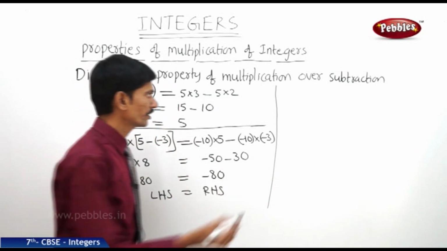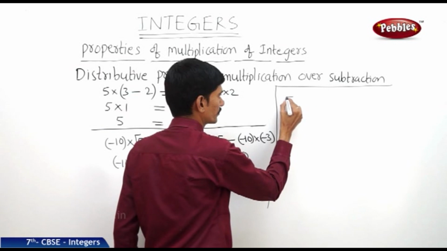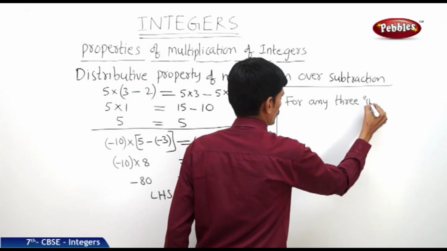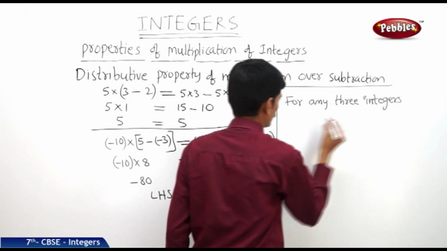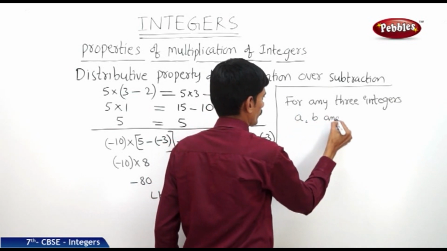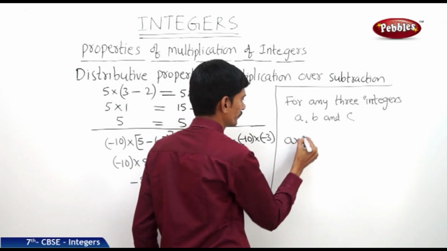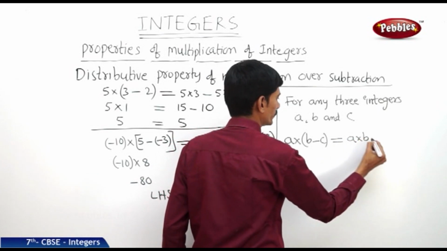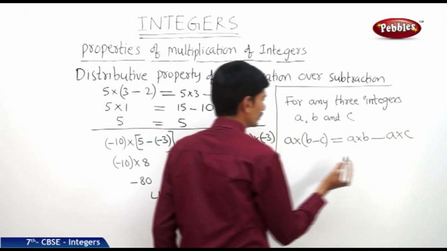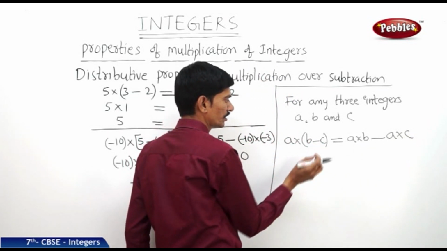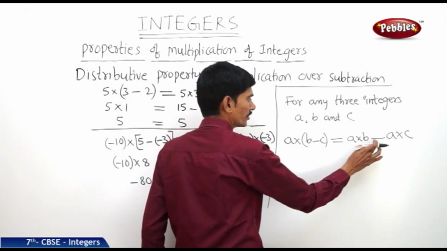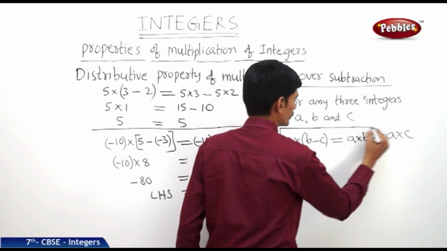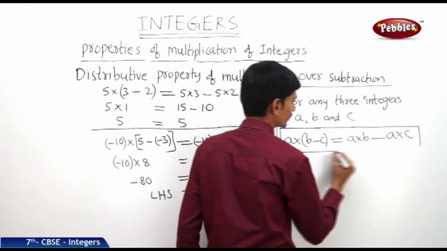So we can write that for any three integers A, B and C, A into (B minus C) equals A into B minus A into C. Here A is multiplied by the difference of B and C. So then A is multiplied by B minus A multiplied by C. So this is called the distributive property of multiplication over subtraction.